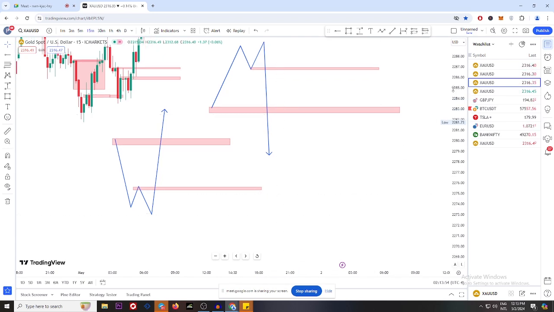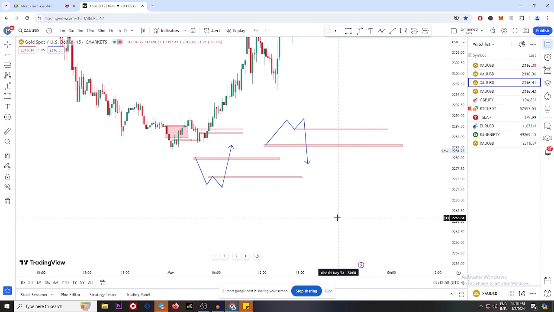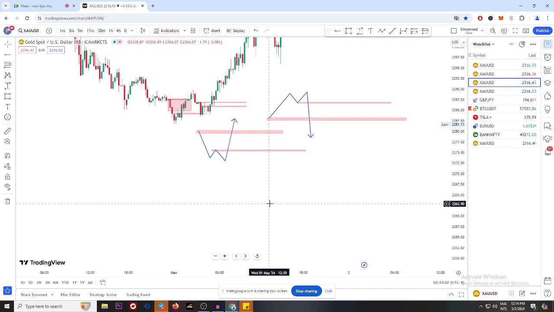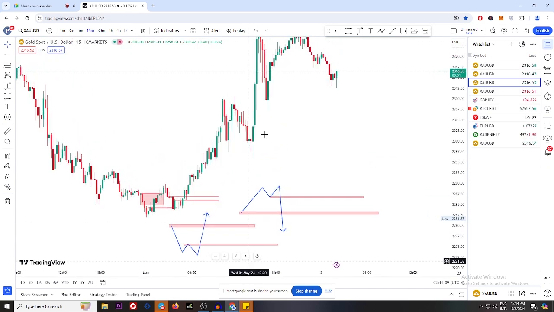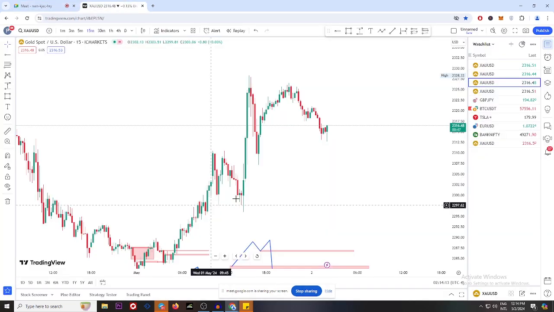Let me show you something. Carnage, I sent you something personally. Look at this part, what that means. Let me give you a clear answer. This is a fresh level. This is a fresh level, right? The market did not go to that part yet.